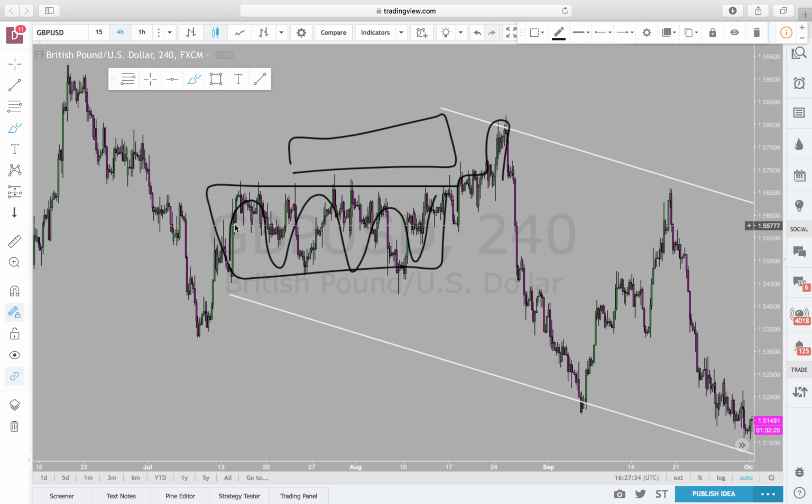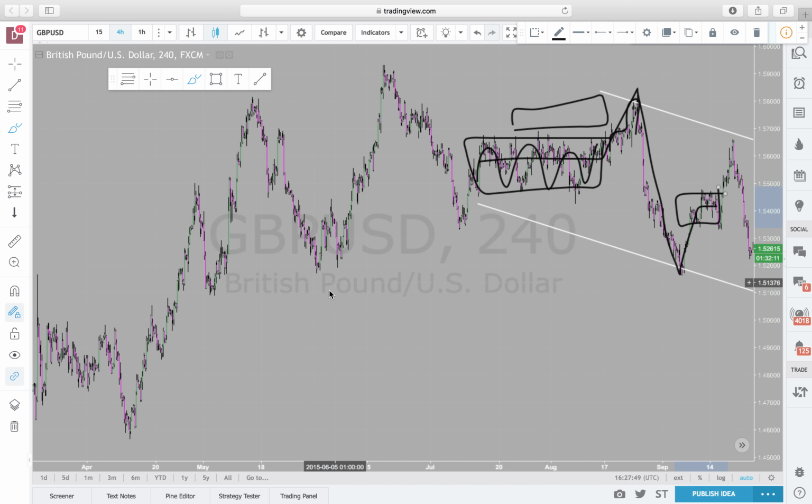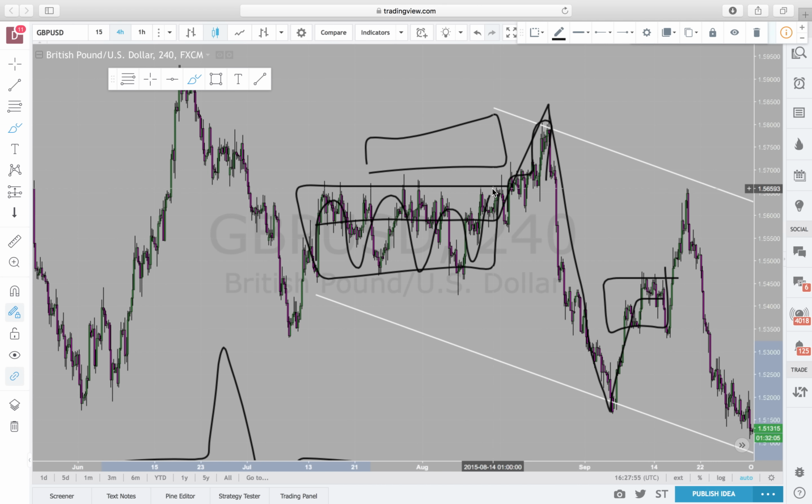So, consolidation, hit stops high, come down, hit stops low, consolidate. This same exact structure plays out on all time frames, including the 4-hour like you're watching right now.